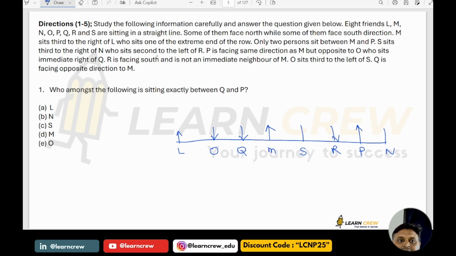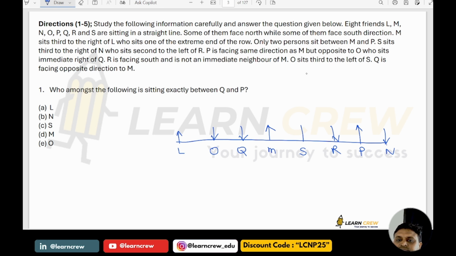Now what is the direction of S? It is given that S is third to the right of N, who is second to the left of R. Satisfied? And definitely N has to face south. P is facing same direction as M but opposite to O, who is immediate right of Q. R is facing south, so everything is over. S is third to the right of N, and who is second to left of R, which is already satisfied.